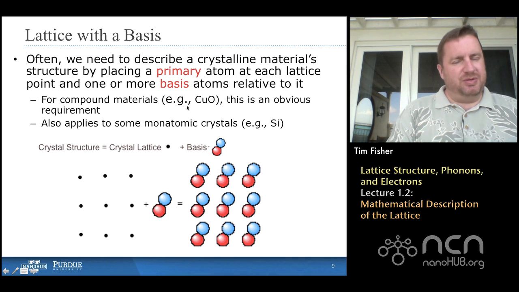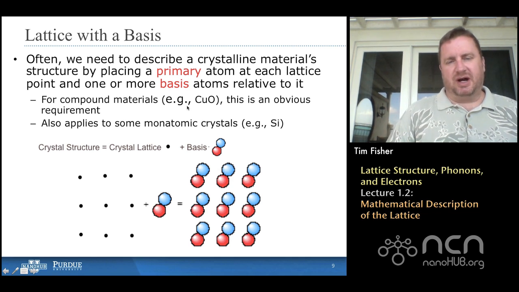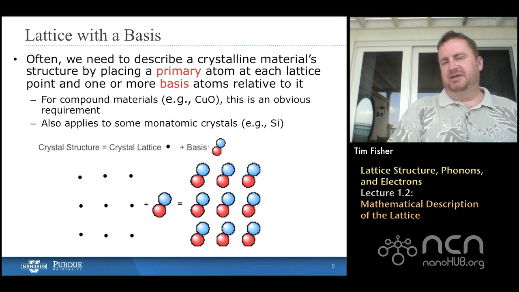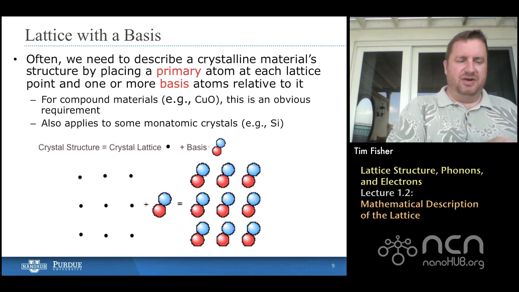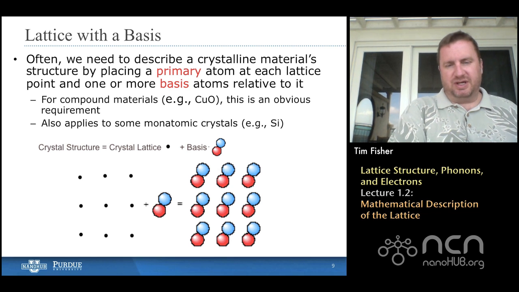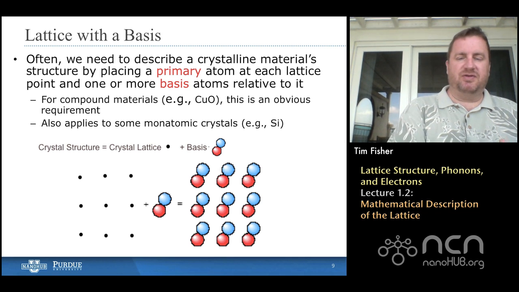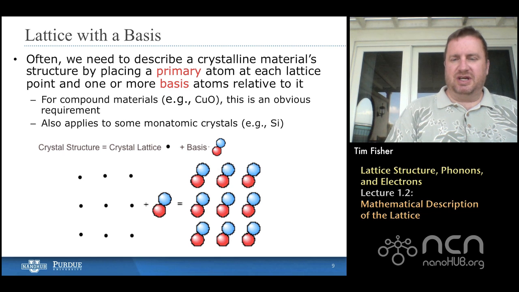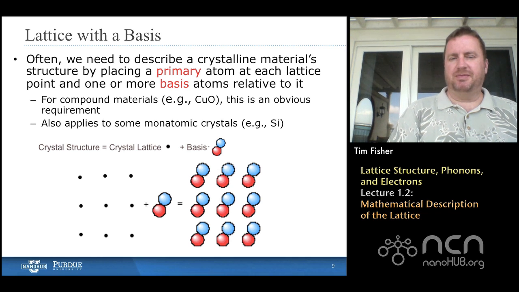So a compound material is obvious. If I have a compound material like copper oxide, then by definition, we can't have a copper atom representing an oxygen atom, so every one of the points that we defined in space would have to have a copper and an oxygen. But even silicon, we talked about silicon forming the diamond structure, even silicon requires a basis to define the way that it sets up in three-dimensional space, and so silicon actually has 2 silicon atoms for every one of these points in space, every one of these Bravais lattice points.